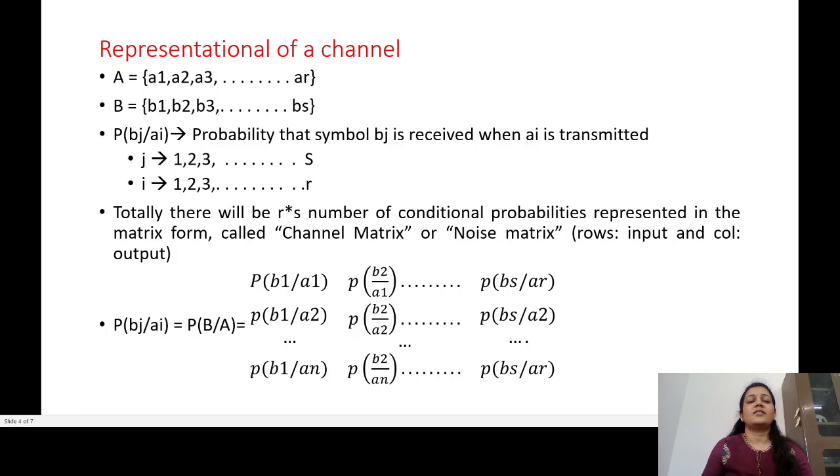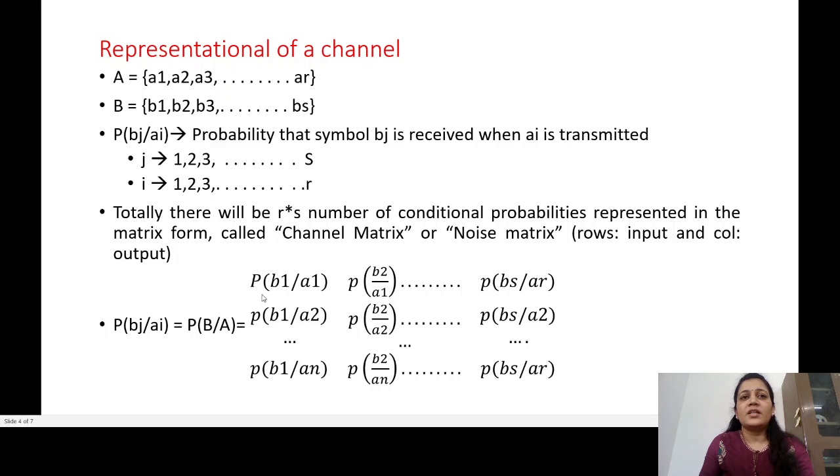Similarly, if I consider that the symbol A2 has been sent, and if I consider all possible values of J, I can write that as probability that A2 has been sent, B1 received, probability that A2 sent, B2 received, probability that A2 sent but we have received BS. Similarly, we can write a separate row for A3, A4, A5 up to AR. In this particular case the last row can be AN; you can take any number of input symbols. You can take AR if you are discussing R number of input symbols.